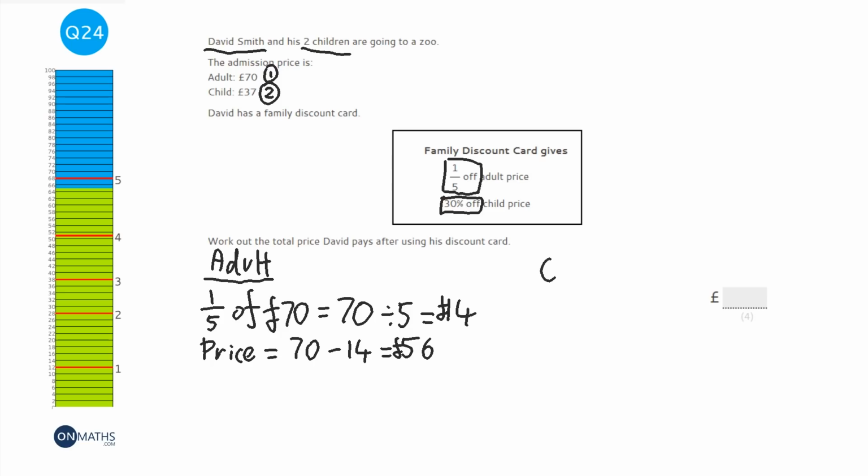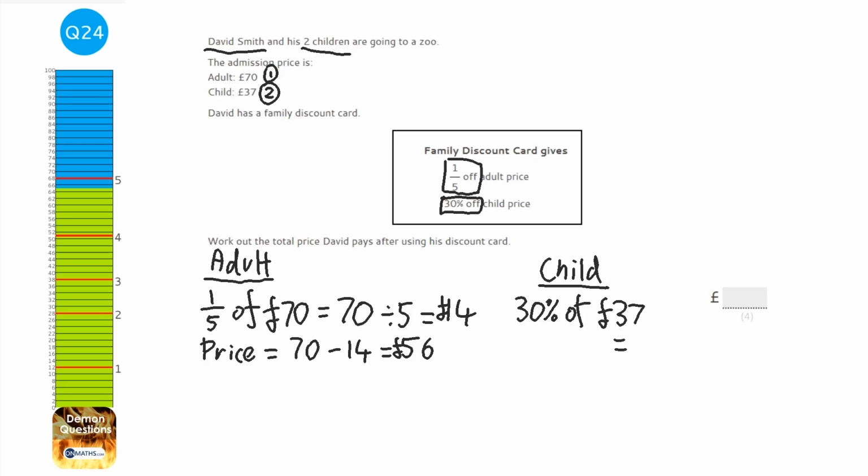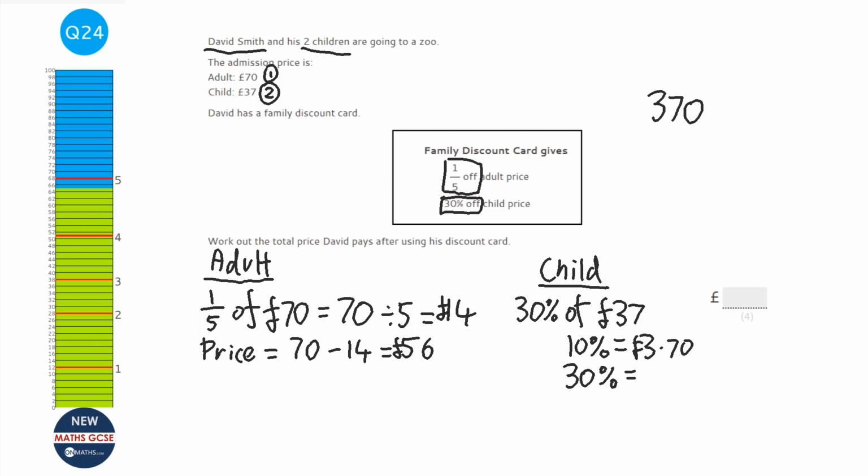Let's do the child price. Okay, so it's 30% off the child price. So we want to do 30% of £37. Okay, let's do the equals down here to give us some room. Well, I know that 10% is going to be £3.70, and then I need to times that by 3. Let's have a think. I could do it in pence, so 370, and then I can just do times 3.